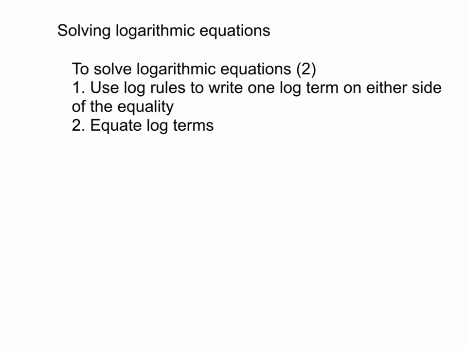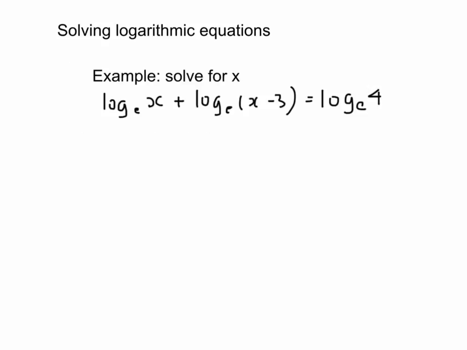There you go. So this is the other kind of logarithmic equations where there's lots of logs on both sides, and you need to write one log term on each side of the equality, and then you have to equate the logs. So here's an example: log to the base e of x and log to the base e of x minus 3 equals log to the base e of 4. So you've got 3 logs with the same base. So you can use the multiplicative index law first up to combine these two into a single log.